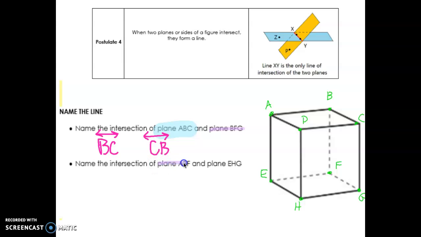Okay, so looking at ABF. Okay, that's the back, my back square. And my second one, EHG. Okay, that's referring to the bottom of my figure. And if I look at where they're crossing, hopefully you should be able to see it. Right here's where my two colors come together, where my two planes come together. So that would be line EF.